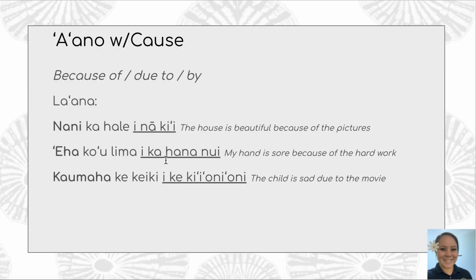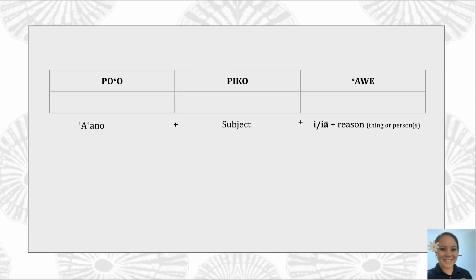So notice the one similar small word, well, really letter, that is within these three ave in these sentences, which is the E. Yeah. I na ki'i, I kahana nui, I ke ki'i oni oni. That E there, or we know as an ami that we've learned before, is crucial to this sentence structure. That E there entails that something is because of, due to, or by. Yeah, so let's look at that a little bit more in depth.